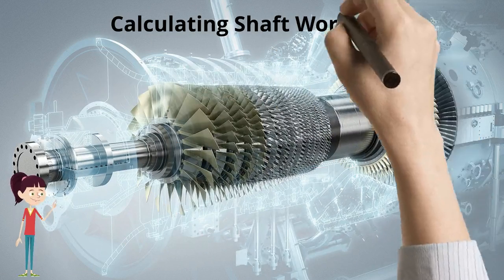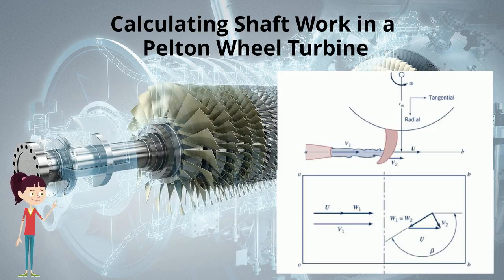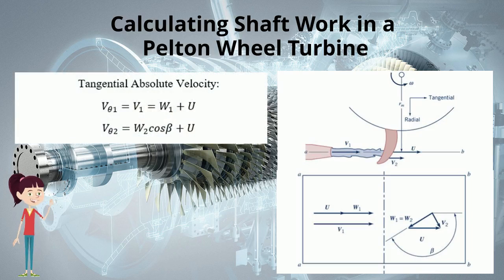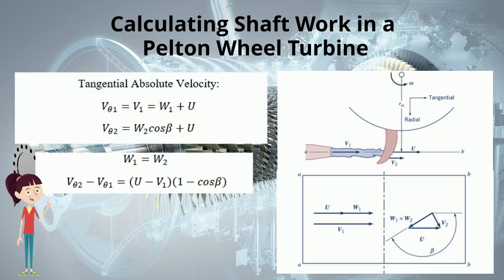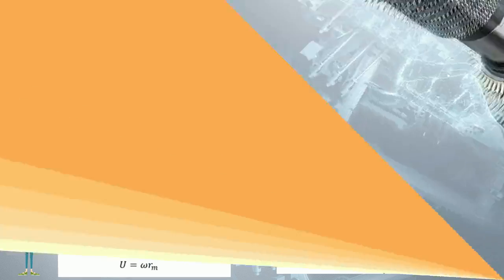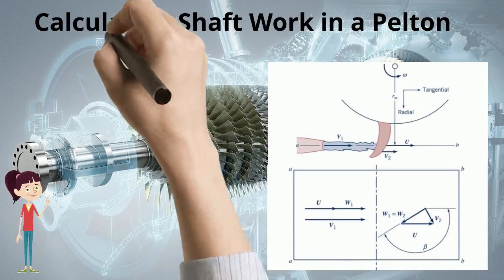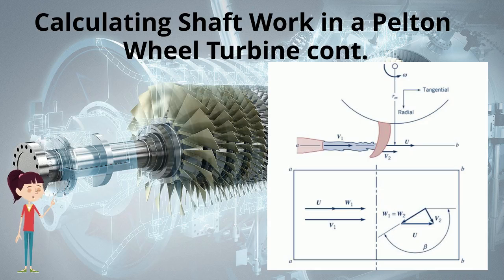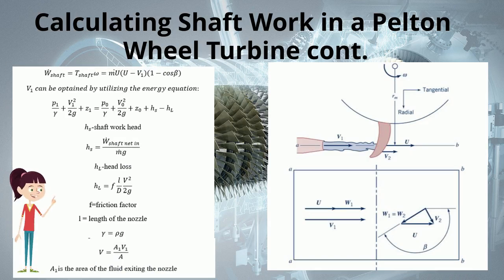To calculate shaft work in a Pelton wheel, we need to know the tangential components of the absolute velocities at the inlet and outlet. From the figures, we can calculate the inlet, which is v theta 1, and the outlet, which is v theta 2. By assuming that the work caused by velocity at the inlet and outlet are equal, we can set both equations equal to each other and get this. From here, we can solve for torque, which is just the velocity difference multiplied by the mass flow rate and radius. Since speed equals angular velocity times radius, we can solve for shaft work, which is torque times angular velocity, yielding this equation.